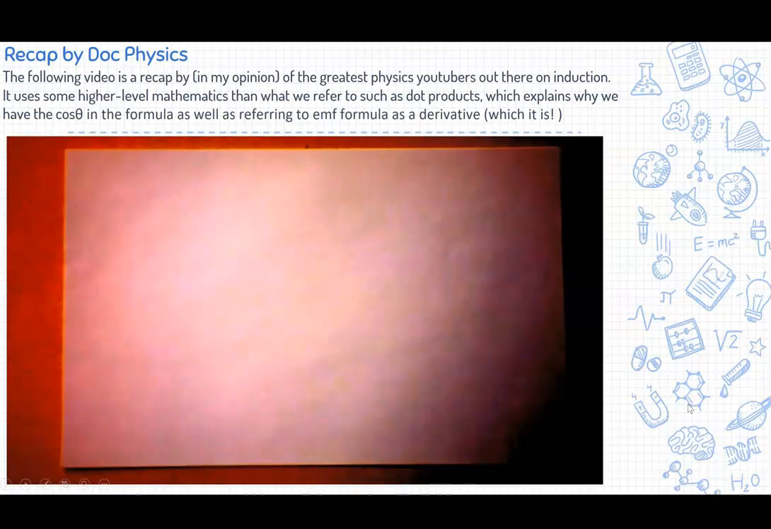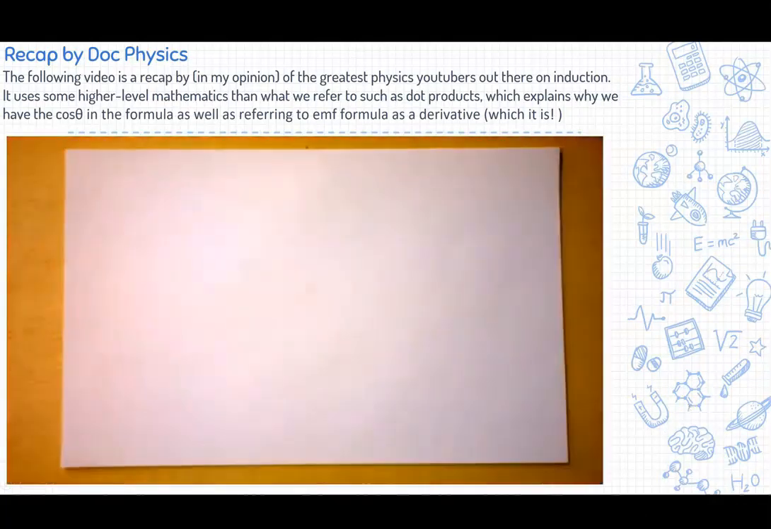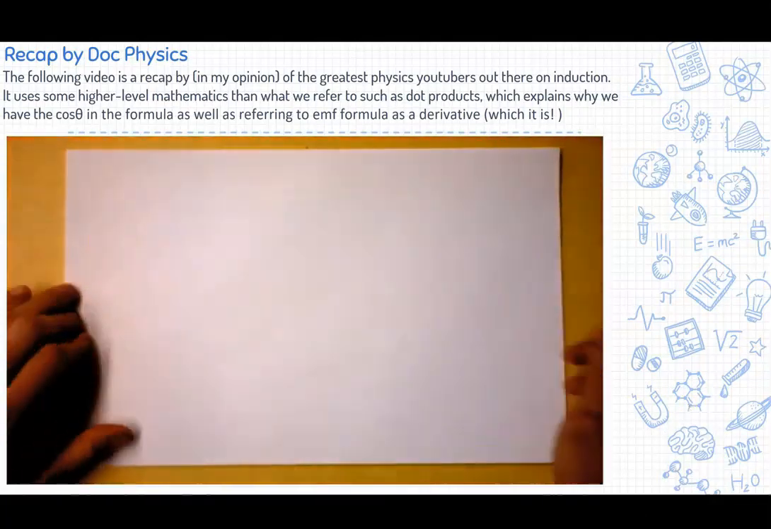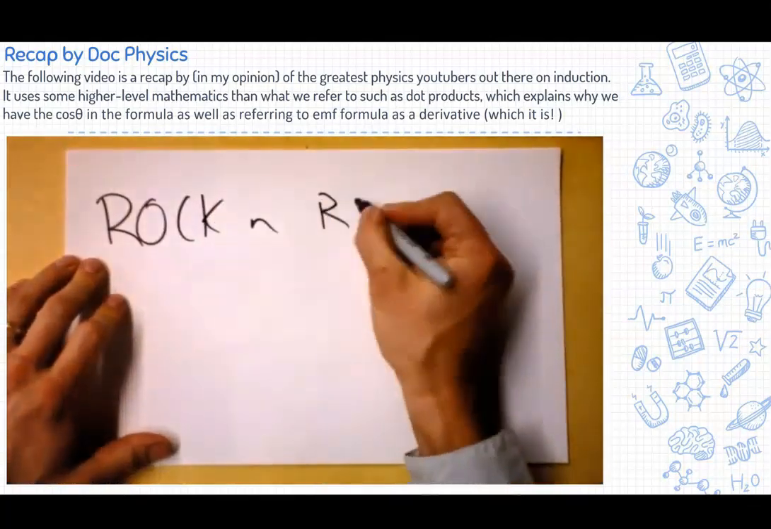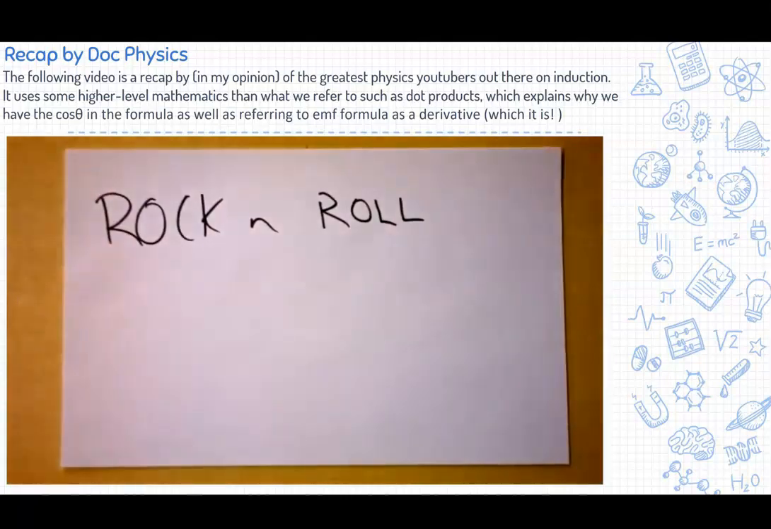So if you have kids, it's inevitable they're going to come up to you and say something like, "Daddy, why is there rock and roll?" And you're going to say to them, rock and roll comes from Faraday's effect of electromagnetic induction.